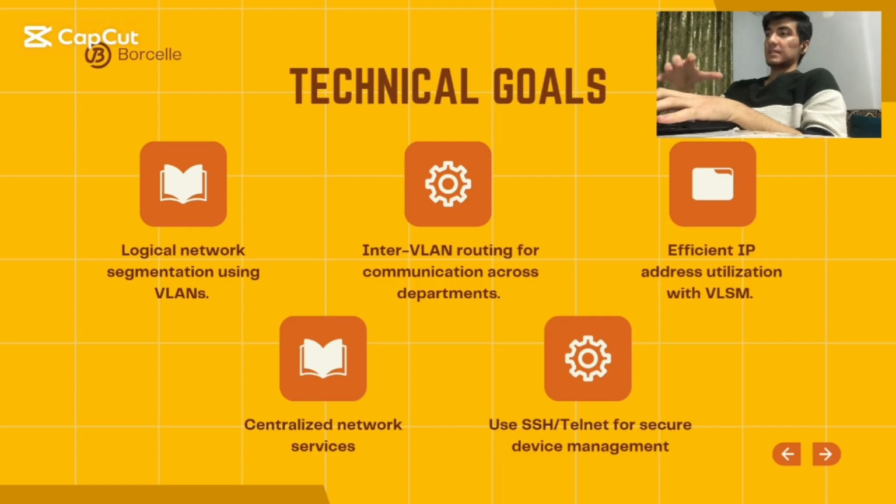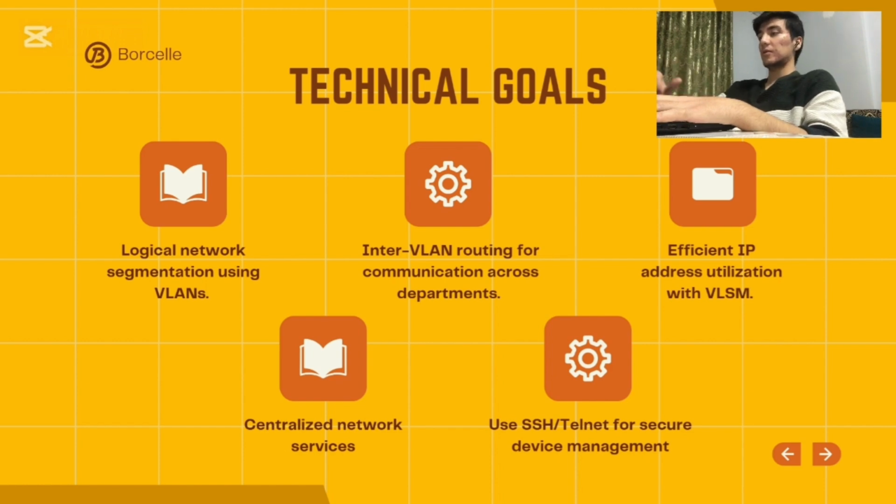These are the technical goals we aim to achieve in our network project. These goals are designed to enhance the efficiency, security, and management of our network. Firstly, implementation of logical network segmentation using VLANs. This will allow us to logically divide our network into separate segments to improve security and reduce unnecessary traffic on the network. Then we'll configure inter-VLAN routing, which allows devices from different VLANs to send data to one another, ensuring smooth and secure communication across the network.